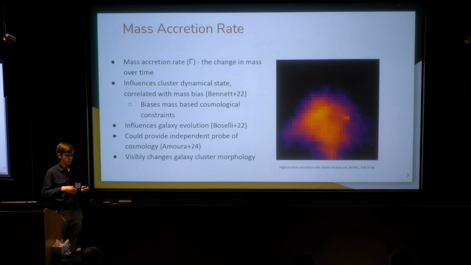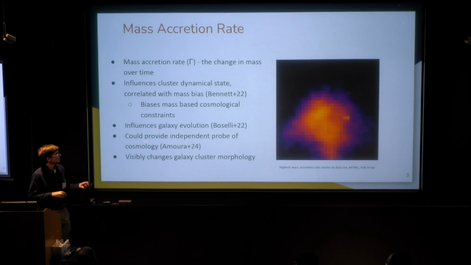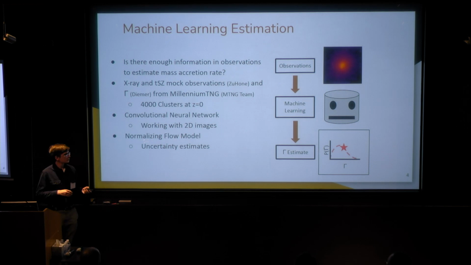And finally, if you had all of the mass accretion rates for all of the galaxy clusters, you could use that as itself a probe of cosmology. So if we were able to measure the mass accretion rates of galaxy clusters just from observations, that might be very useful. And so that's what we wanted to test and see: are we able to do that, sort of as a proof of concept? And so naturally, we turn to machine learning because the relationship between an observation and some small intrinsic property is sort of non-trivial to figure out by hand.